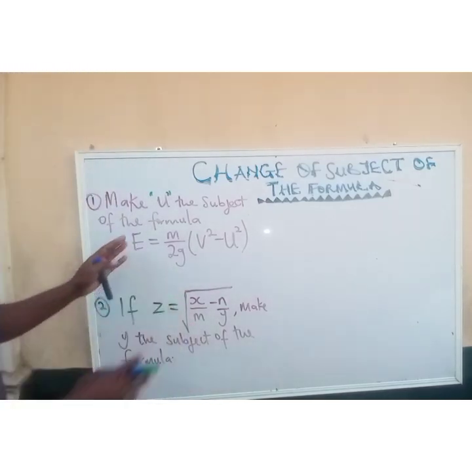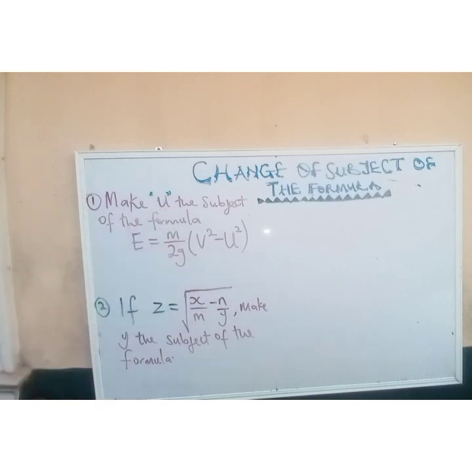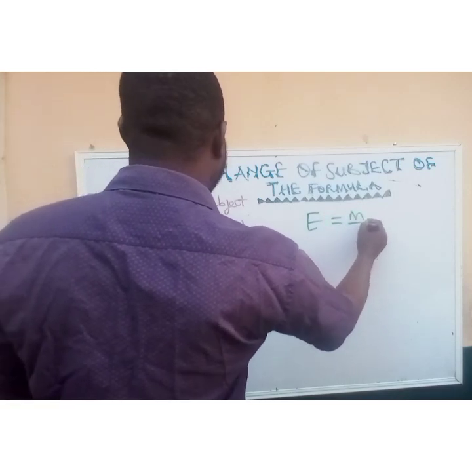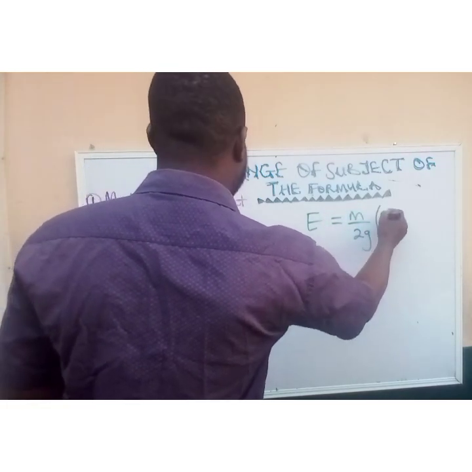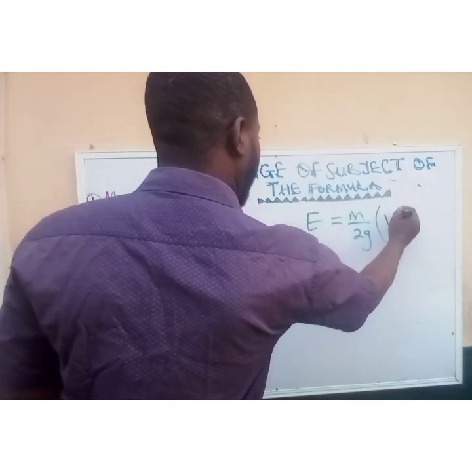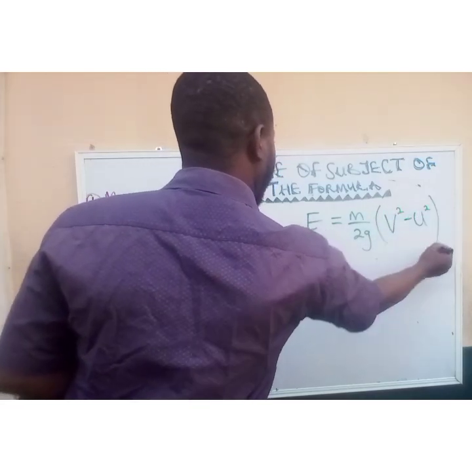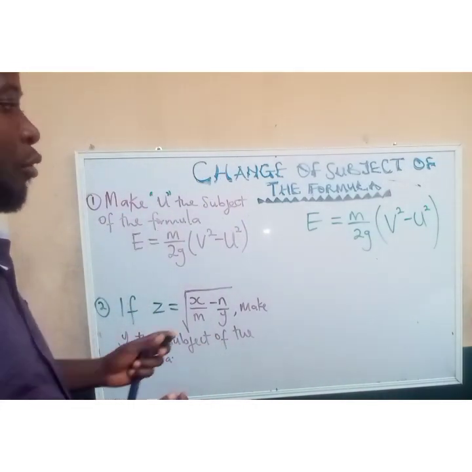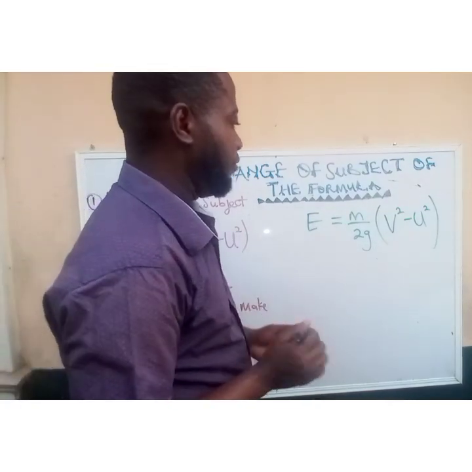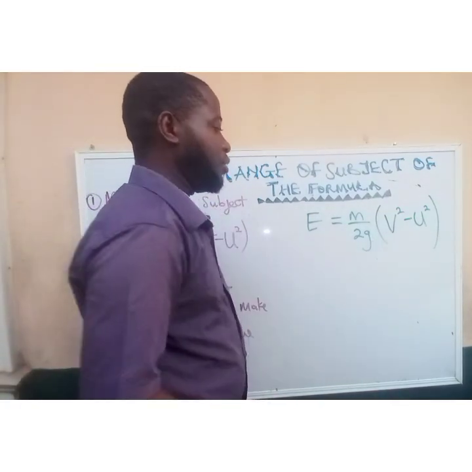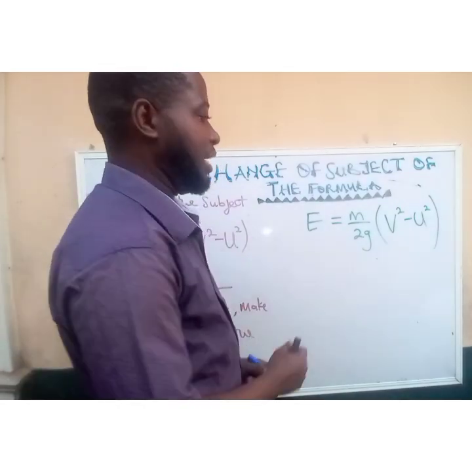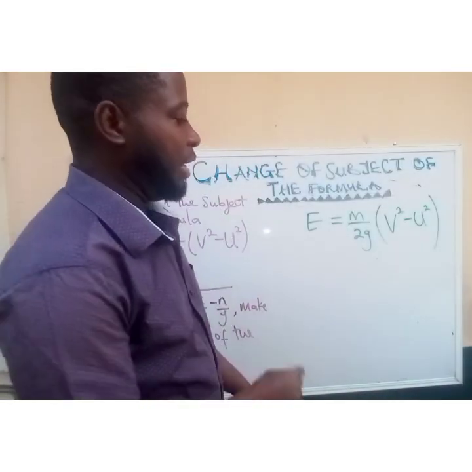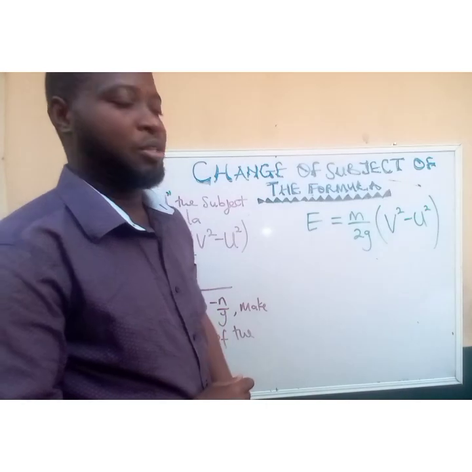So the first question says we should make U the subject of the formula. So we have E equals M all over 2G, open brackets, V square minus U square. We are asked to make U the subject of the formula. When you look at this question, it involves brackets and it also involves a fraction. When you see this kind of question, the first thing to do is to clear the brackets and also eliminate the fraction. So how do we do this?